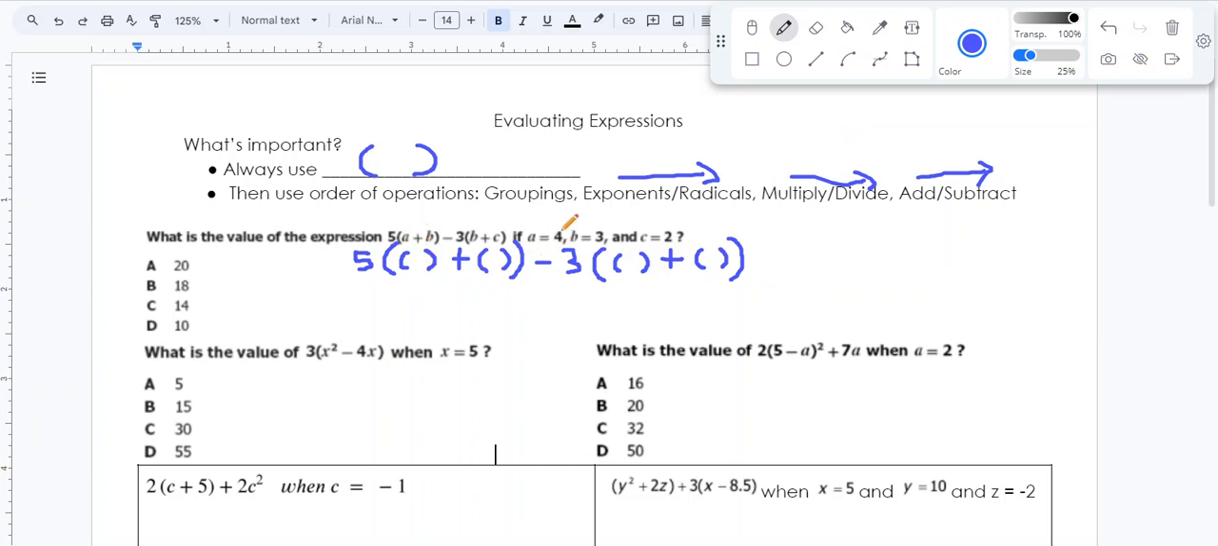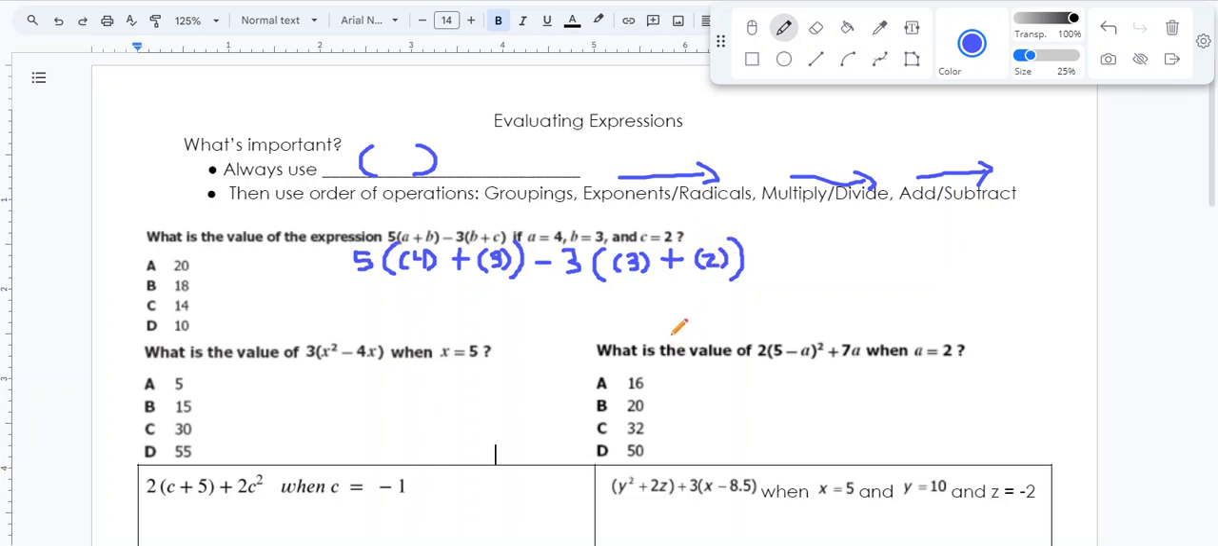Okay, so now I just plug in my numbers. So a equaled 4. So whenever I see an a, I'm going to plug in a 4. So 4 is going to go there. It says b equals 3. So 3 is going to go in this set of parentheses. And this set of parentheses was a b. And it says c equals 2. So I'm going to plug 2 in for my c spot.